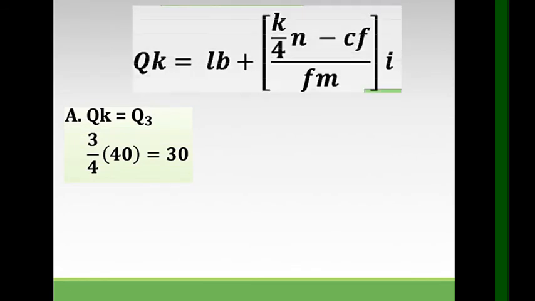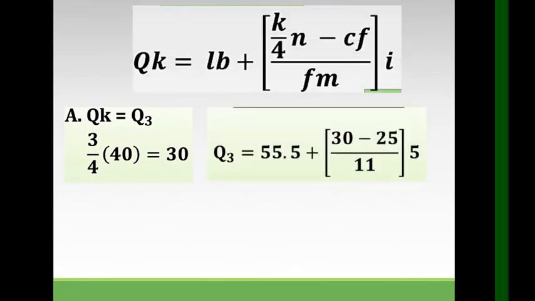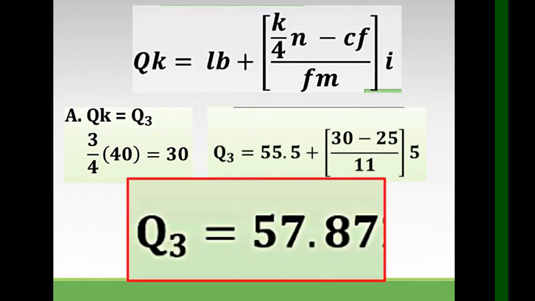So, ito na yung kanina natin, ito yung formula natin, ito yung mga given kanina na sinabi ko. So, ilalagay lang natin sila sa formula. Then after that, gagawin natin 30 minus 25 is 5. 5 divide 11 times 5, then click equals, plus 55.5, then click equals. Okay? So, ulitin ko. On your calculator, 30 minus 25, click equals, divided by 11, click equals, times 5, click equals, plus 55.5, click equals, and your answer will be 57.77.